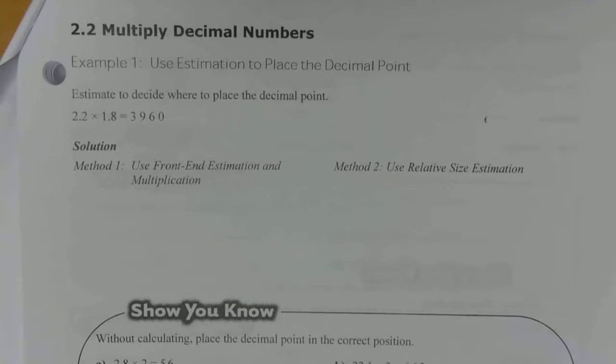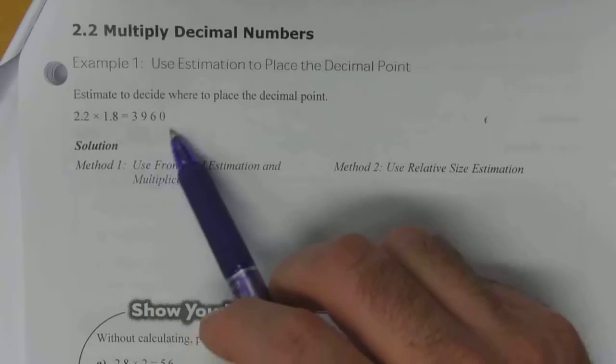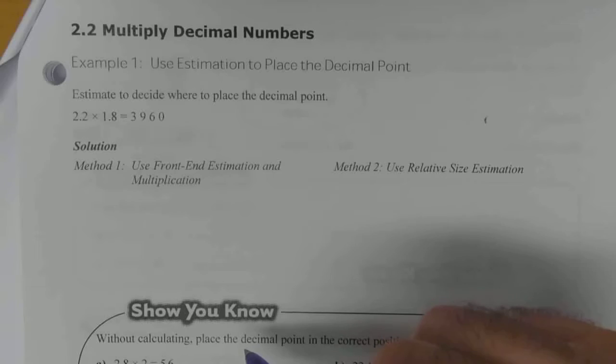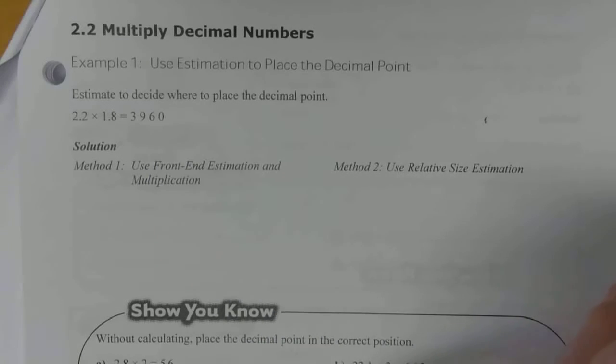Point 2, we're going to start working with multiplying decimal numbers, but to start this off, we're going to use estimation again to place our decimal points. We've got an example here, multiplying 2.2 times 1.8. The numbers are worked out, but we don't know where to put our decimals, so we're going to use both front-end estimation and relative size estimation again here to help us out.